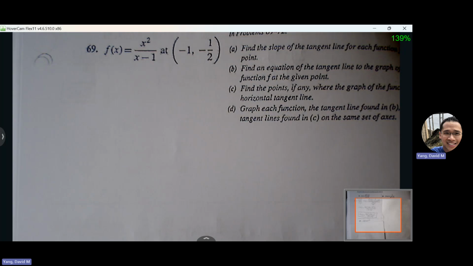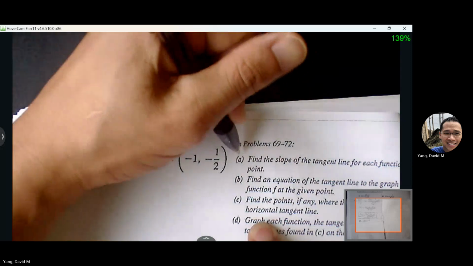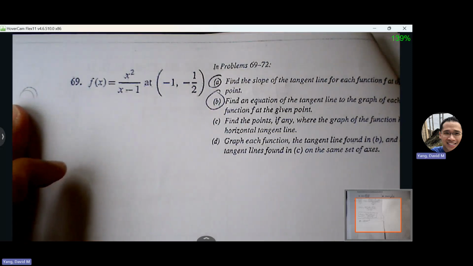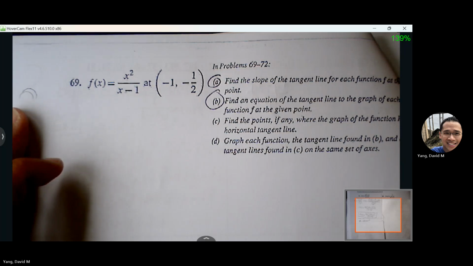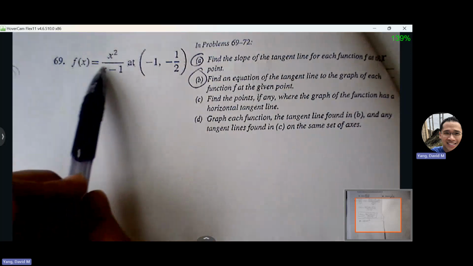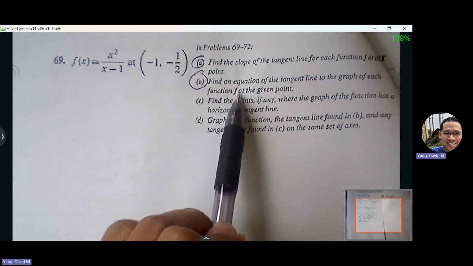Okay, let's go to the next page here. This is the top of the page. We're just going to focus on A and B. That's enough for us to prepare for the quiz. So on page 35, okay, two-step process here. We're going to find the slope of the tangent line. So basically, we're going to find f prime, plug -1 into f prime to get the slope, and then we're just going to do point slope form.